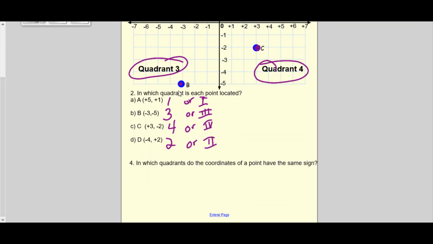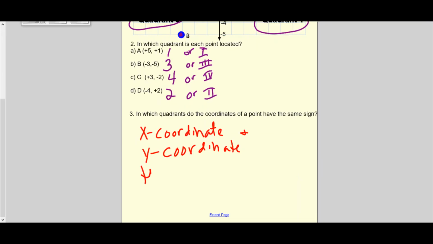Question number 3, not 4. In which quadrants do the coordinates of a point have the same sign? So if we look at what we did, we want to see when our x coordinate and y coordinate are the same sign. So when do they have the same sign? When are they both positive or both negative?